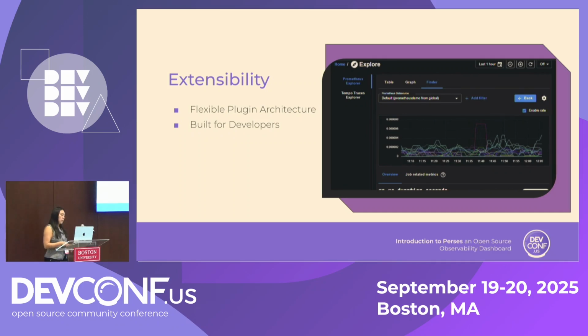This architecture makes Persis highly adaptable and future-proof. It allows it to grow and easily integrate new technologies as they emerge. So for example, adding charts that don't already exist in the Persis ecosystem, and also adding new telemetry sources beyond what's currently supported.